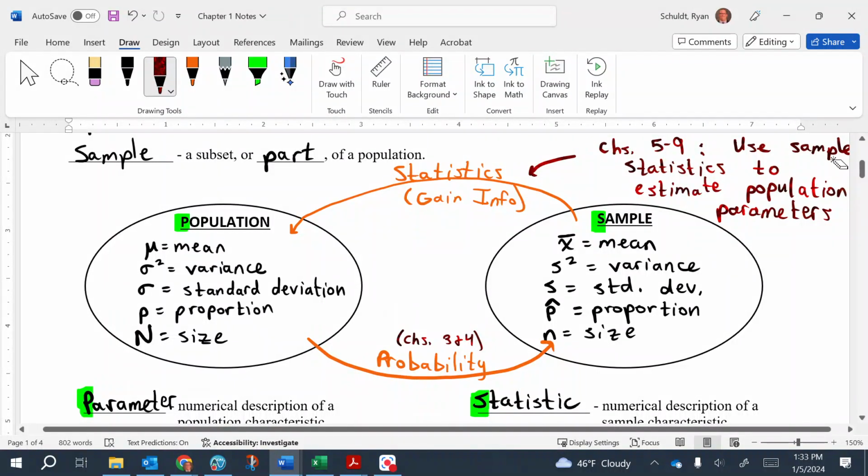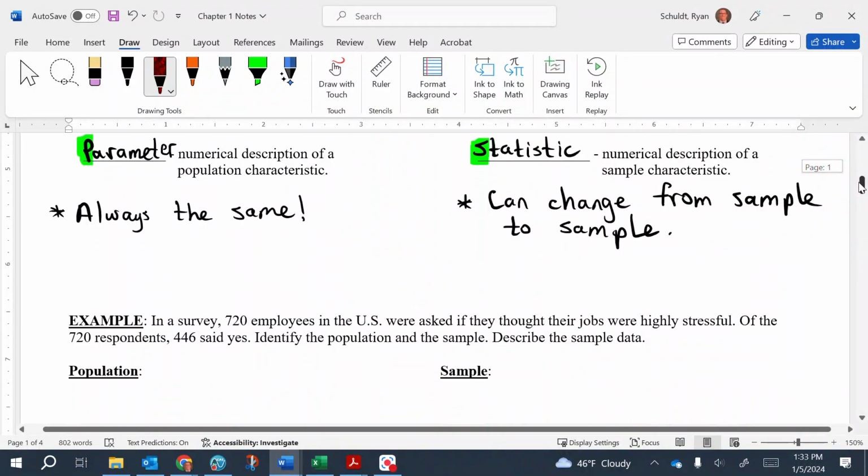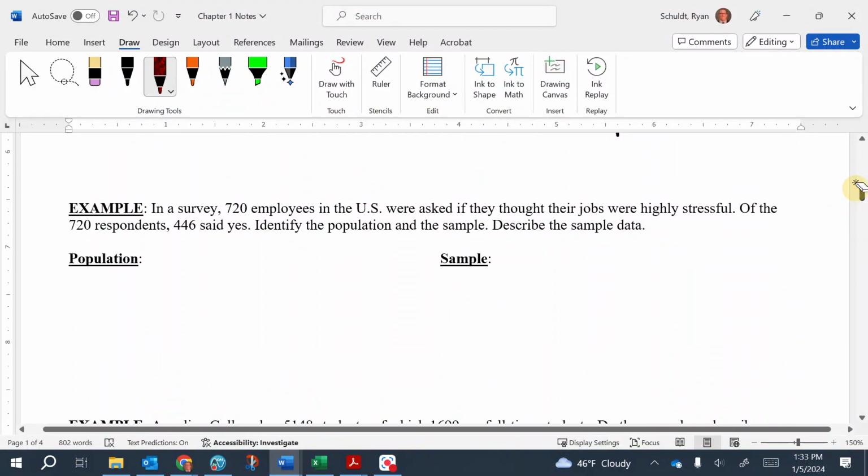Okay, so let's look at an example. In a survey of 720 employees in the U.S., they were asked if they thought their jobs were highly stressful. Stressful? I don't know what you're talking about. I only look like I'm 80 when I'm 30. What do you mean stress? Anyways, I digress. Of the 720 respondents, 446 said yes. Identify the population and the sample, and then describe the sample data.